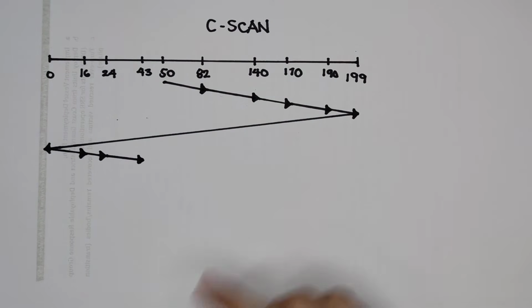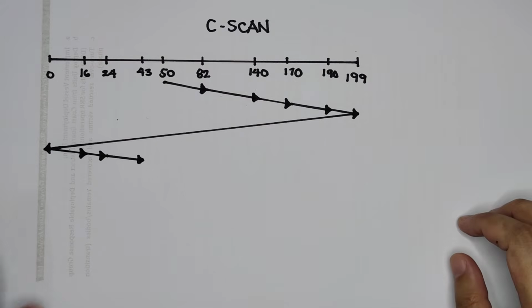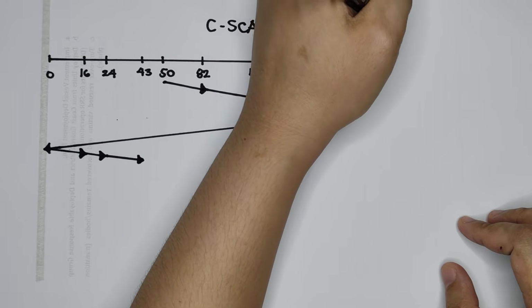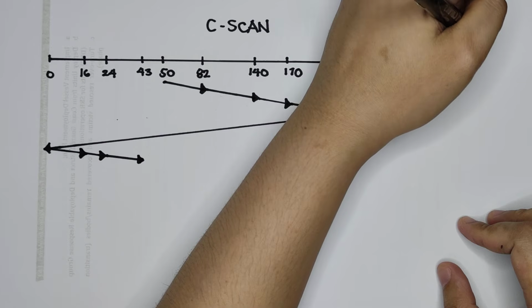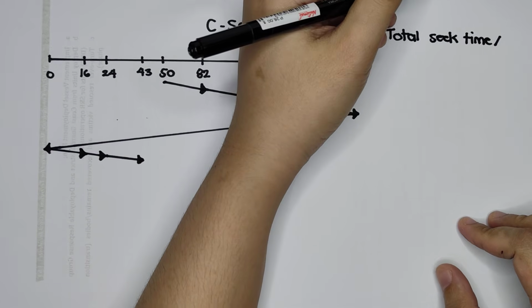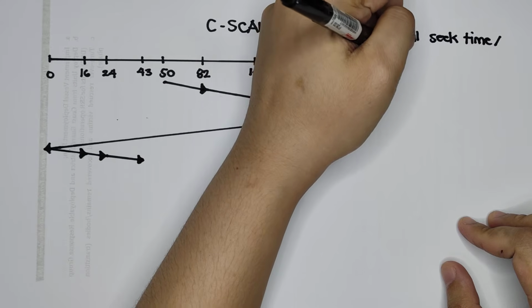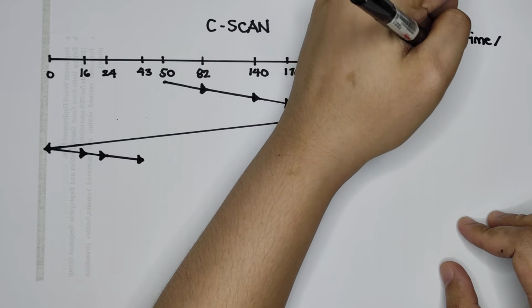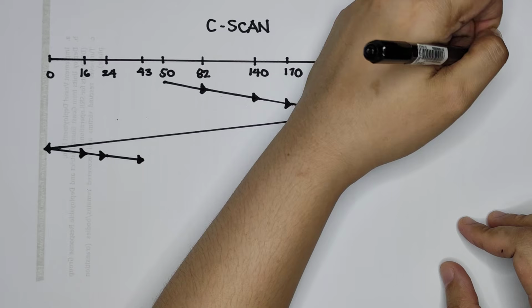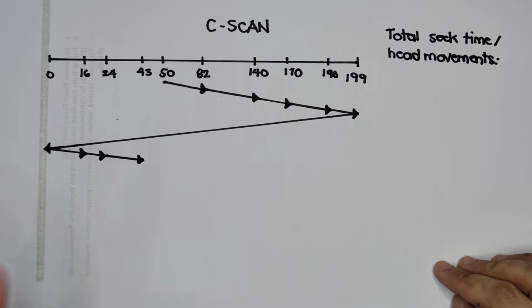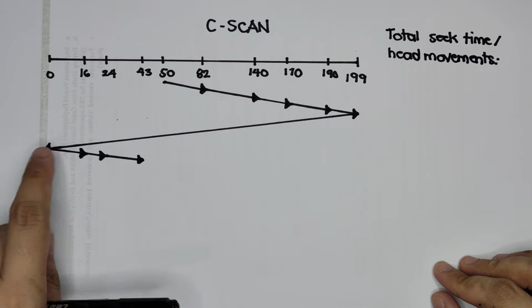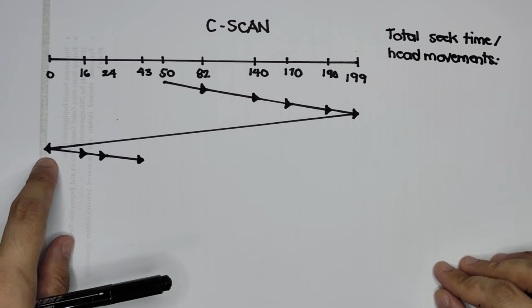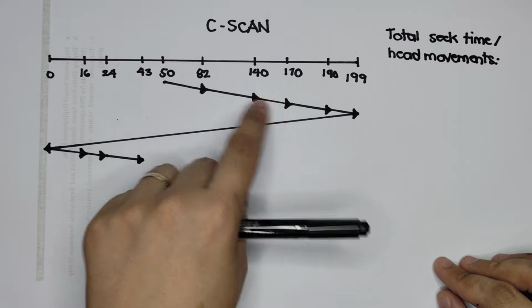So we're already finished. We've already served all the cylinders that has a request. So let's compute the total seek time or the total head movements. So for easier computation, just one line, 199 minus 50, then 199 minus 0, and 43 minus 0. Instead of, again, per segment.